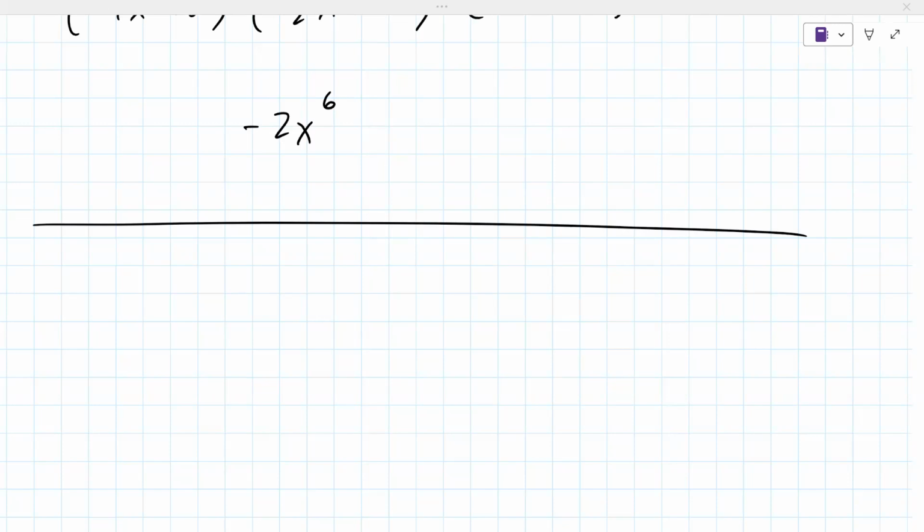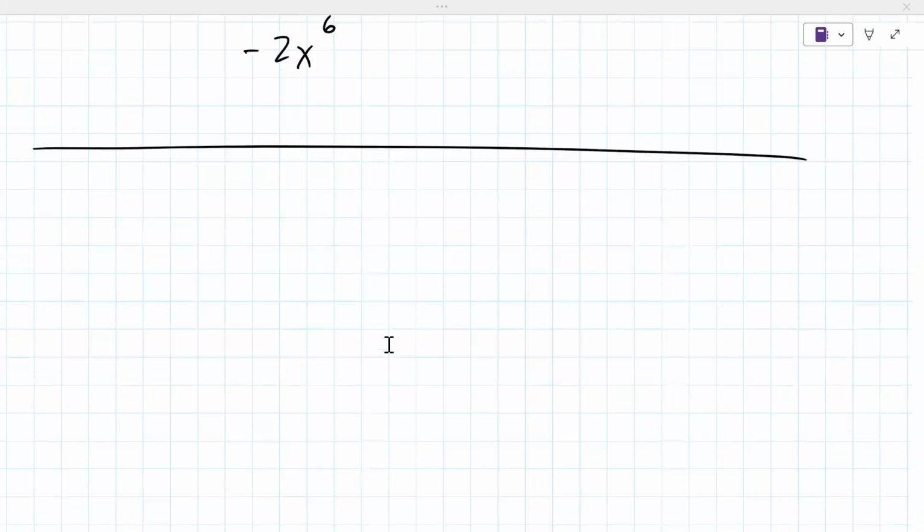Let's see what we just went over. Yeah, okay. So the other thing here is we can talk about roots and multiplicity.